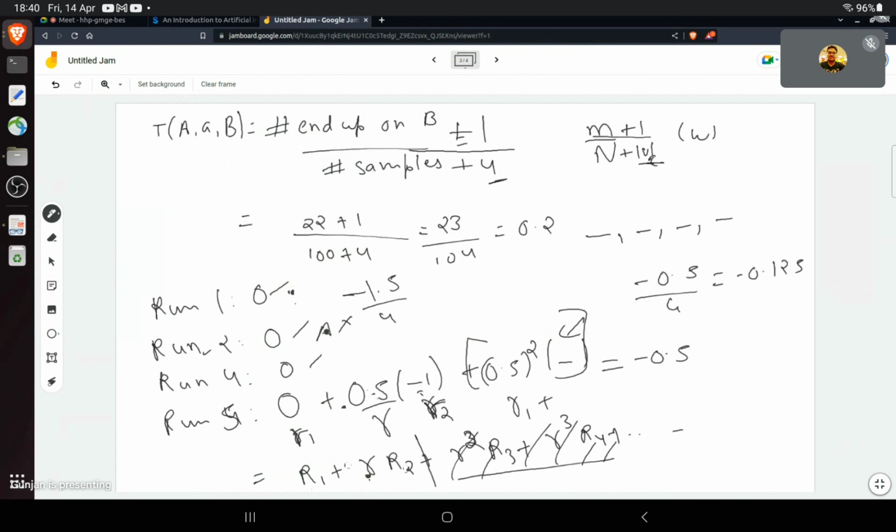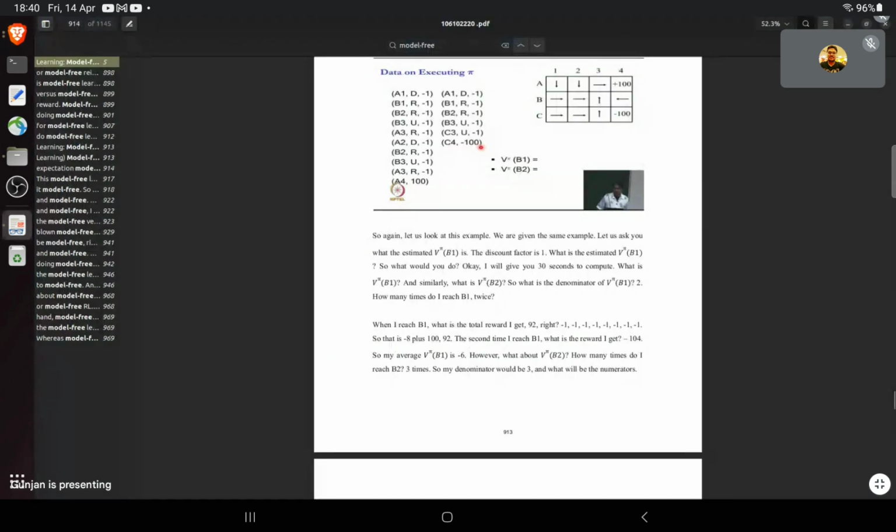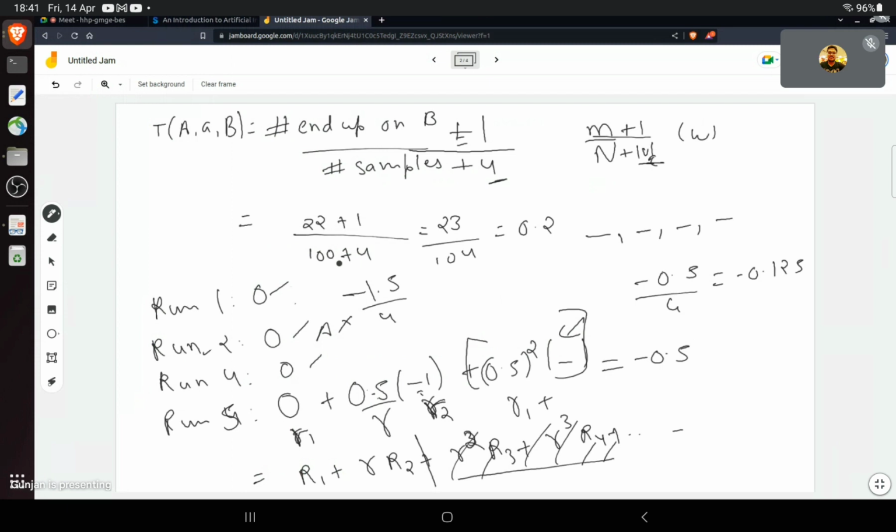Average of which values, sir? Average of all these four values. That's what the professor did in this PDF also, right? He wanted to calculate V pi B1. So what did he do? He got from the first simulation the reward is 92, and the second simulation the reward is something else. He added them and divided by two, because B1 appears two times. And here A appeared four times, one, two, three, and four. So we will divide it by four.